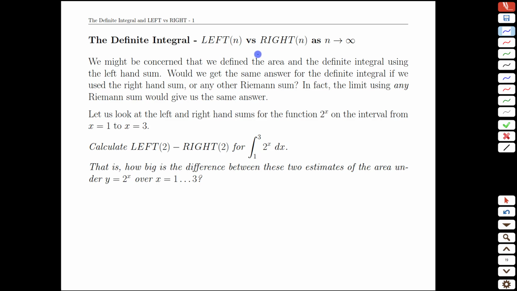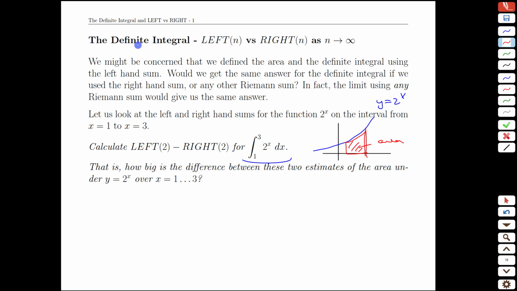In this video, we're going to do a little side exploration of a topic that you may not have thought of because it went by fairly quickly. When we defined the definite integral, say this integral from 1 to 3 of 2 to the x dx, that would represent the area under the graph of 2 to the x between x equals 1 and x equals 3. This is now our notation for that area.